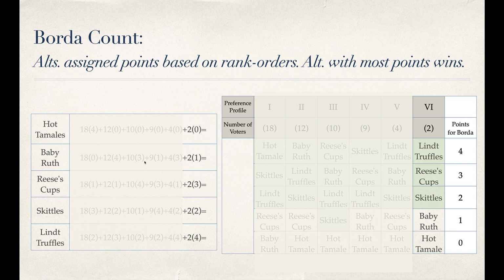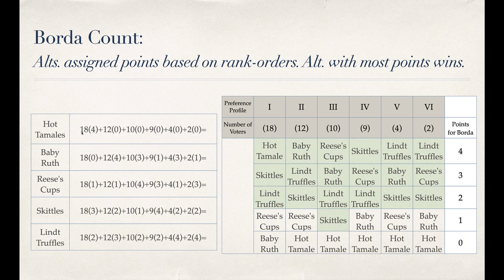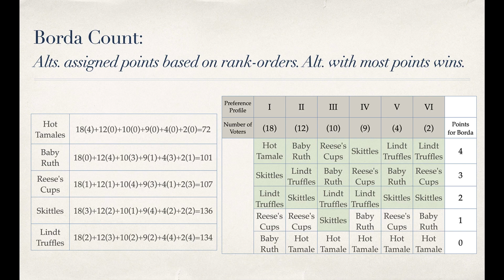So now we just go through and do this multiplication first, and then addition to get the vote totals. So Hot Tamales got 72 Borda Count votes. Baby Ruth got 101 Borda Count votes. Reese's Cups got 107 Borda Count votes. Skittles got 136 Borda Count votes. And Lindt Truffles got 134. So the winner under Borda Count is Skittles with 136. Yet again, a different group choice than we saw with the other voting procedures. All right, that was Borda Count.